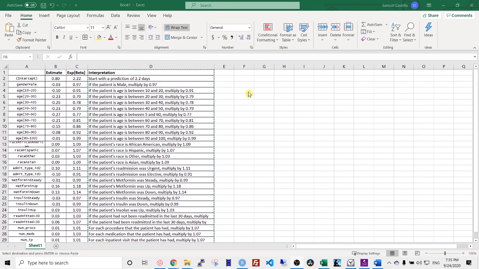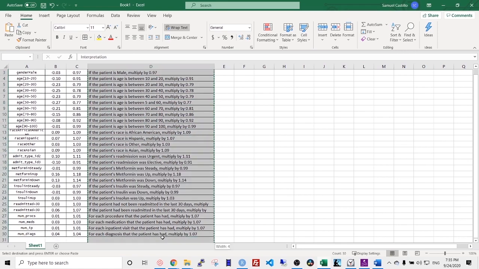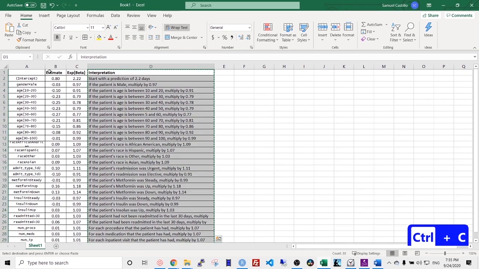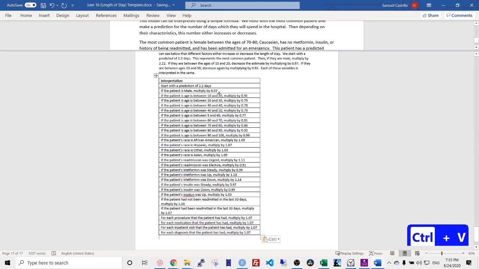And now you just need the final column here. You don't actually need the first 2 columns for the estimate and the variable name. And then paste that into the document.